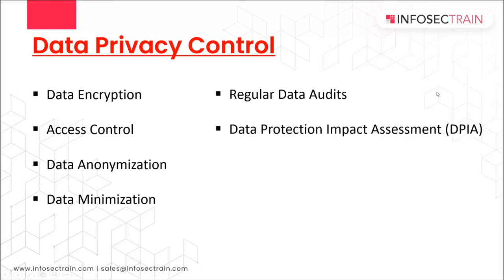Data protection impact assessment, DPIA. So here, data protection impact assessment. Conducting a DPIA helps to identify and assess the potential impact of data processing activities on the privacy of individuals. For example, new technologies implementation: before implementing new technology, such as a customer relationship management CRM system, a company conducts this DPIA, data protection impact assessment, to assess the potential impact on data privacy and identify any necessary mitigation measures, right?